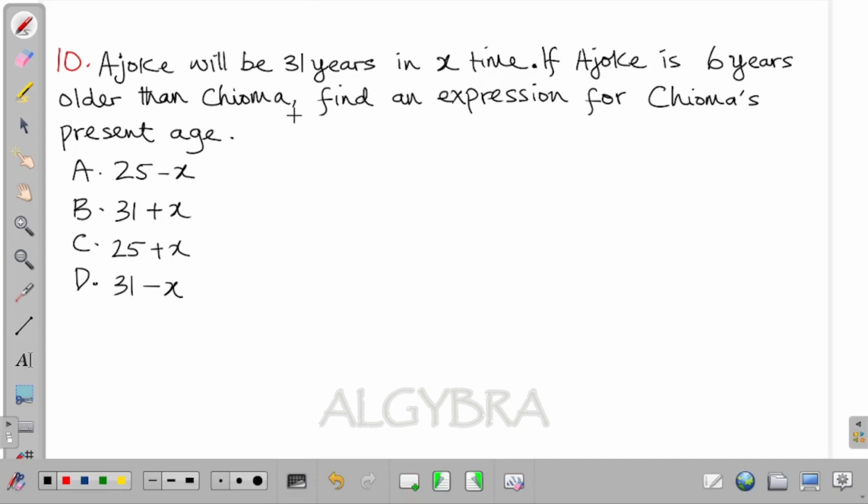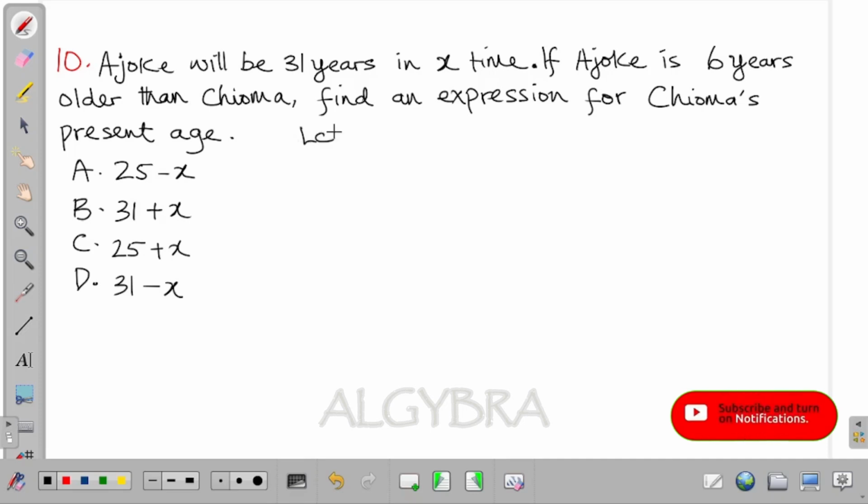The first option is 25 minus x. The second option is 30 plus x. The third option is 25 plus x. And the last option is 31 minus x. So let's solve to get this particular solution.